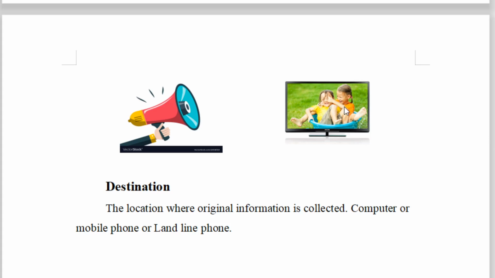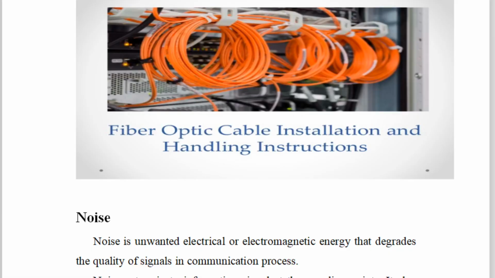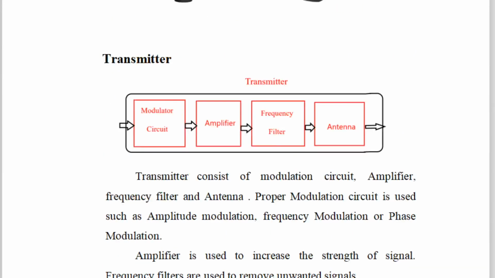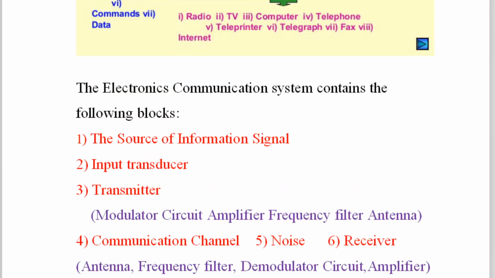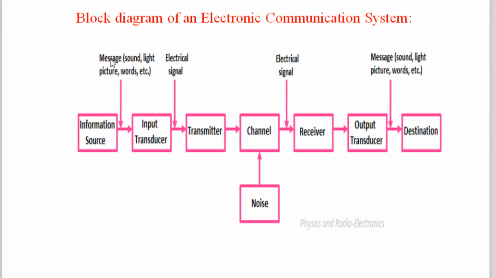And in this way you will observe that there are various blocks which are used in a communication system, and by combining all these blocks, we can say that an electronic communication system works or functions very systematically to transmit the information from one location to another location. And here in this communication channel, noise enters. We can minimize the noise.